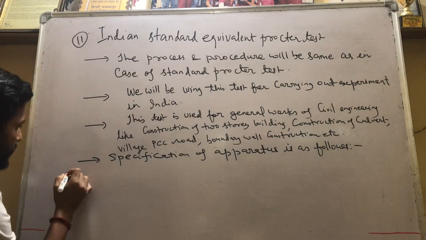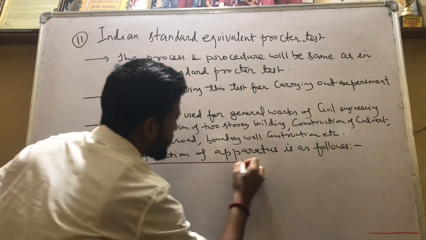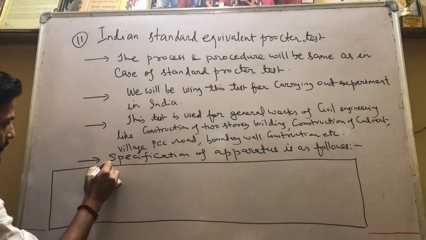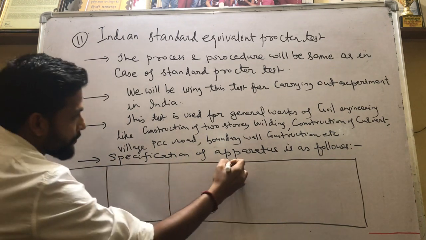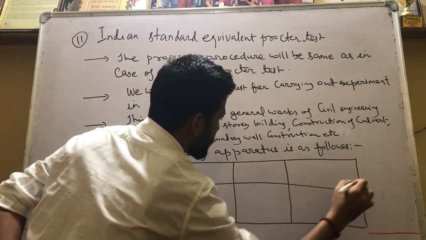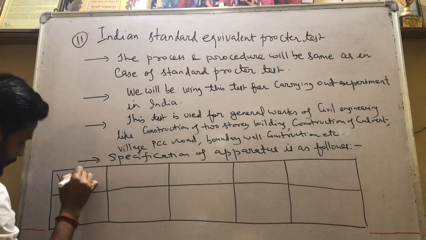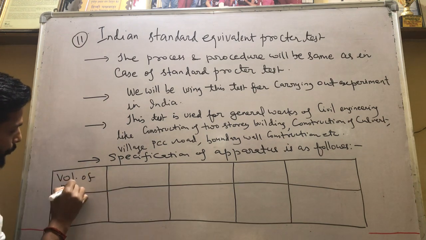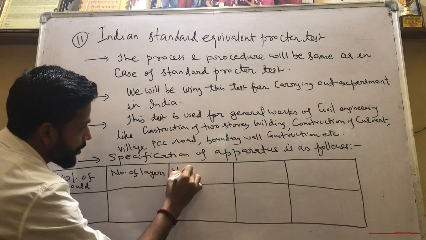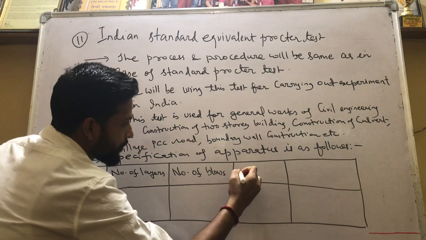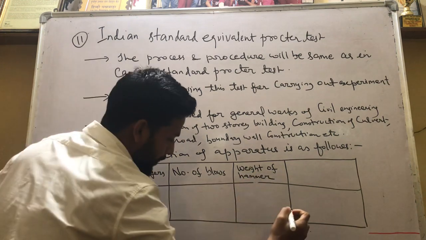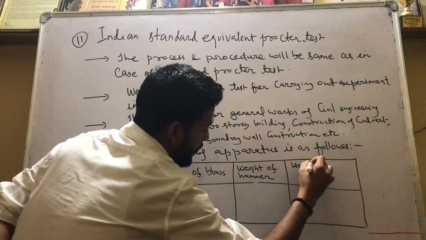follows. Kya honge? Suppose I have a table here, just make a table. Volume of mold. Here is the number of layers. Number of blows. This will be weight of hammer. This column. And here will be height of fall.